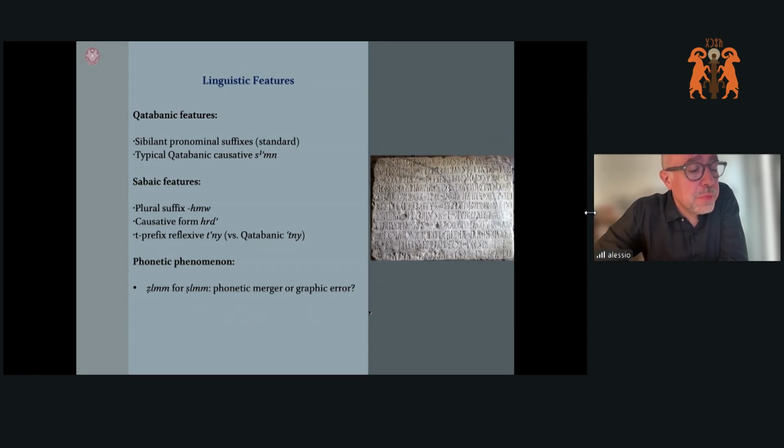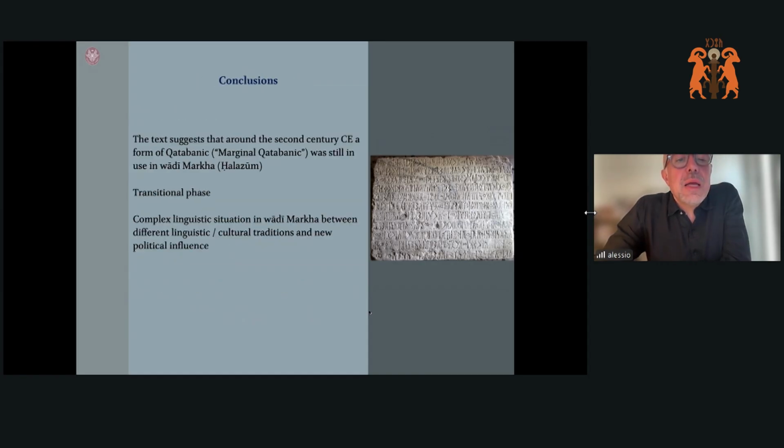Evidence from other inscriptions, particularly abecedaries, suggests that in at least some cases we are dealing with a genuine phonetic merger rather than mere scribal confusion. What can be deduced from this linguistic mixture? The text suggests, presumably, that dating slightly later than the other known documents from the area, specifically around the 2nd century CE, a form of Qatabanic was still in use at Halazum or Wadi Marka.